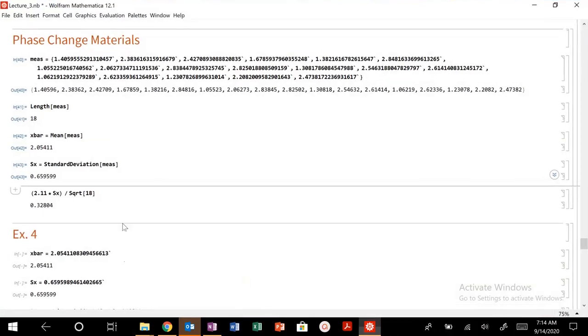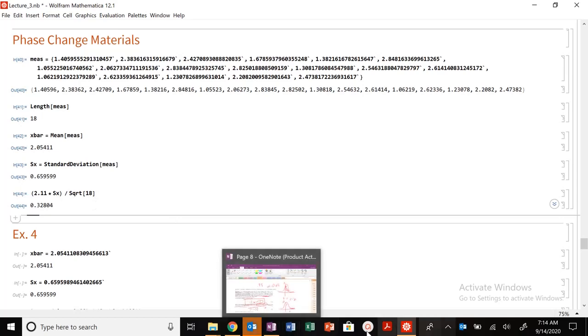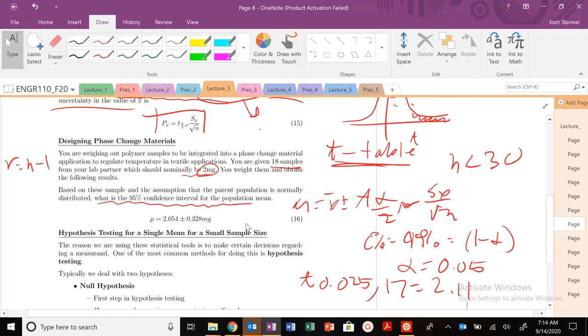So if I shift enter and evaluate this again, that is going to be t alpha over 2 times s of x over square root of n. So my bounds will be, the population mean will fall between 2.05 milligrams plus or minus 0.328 milligrams. So that's my 95% confidence interval where I expect the true population mean to fall.